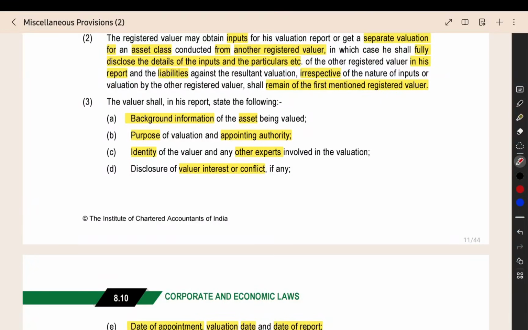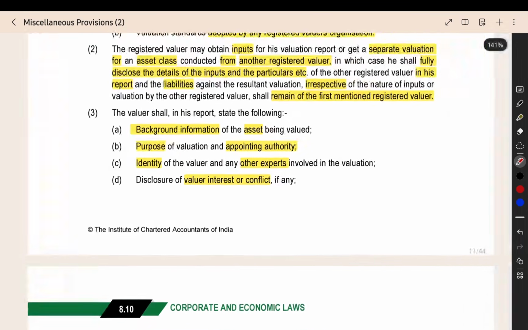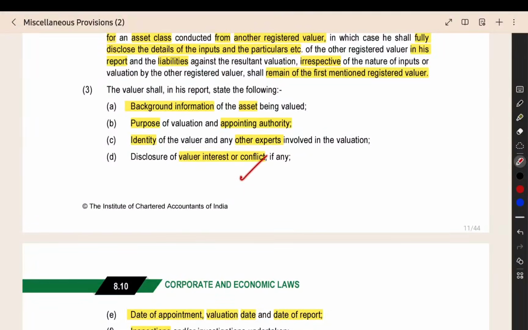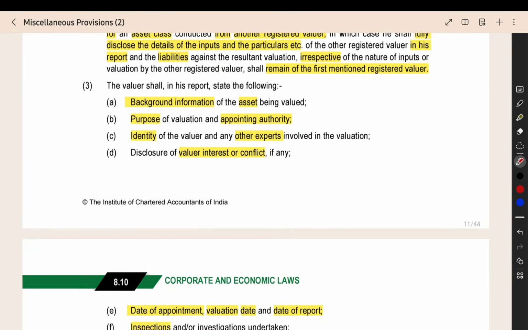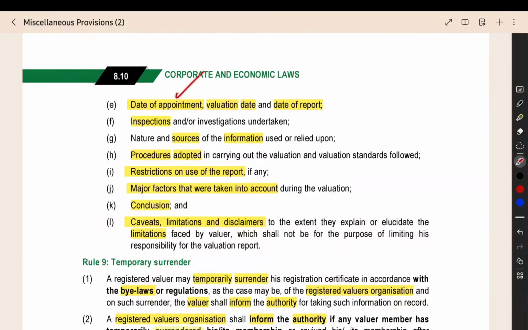Then in the report, there should be background information of the asset, who appointed you, and what is the purpose of the valuation, like for this project we are doing. What are all the other experts involved in the valuation? Just you, or did any other experts also work together in this valuation? Then valuer interest or conflict: whatever interest you have in the asset, whether you are related to the asset in any manner, you should also state that. Date of appointment, valuation date, date of report, inspection, nature and source of information, procedure adopted.